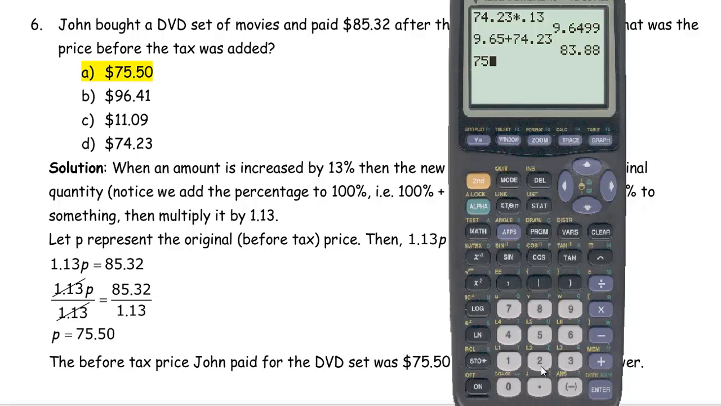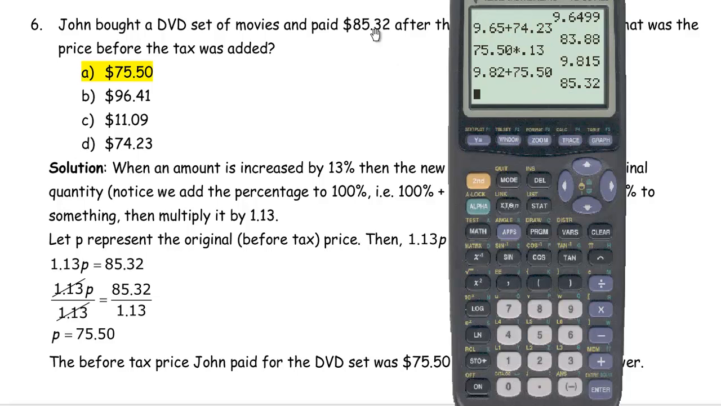So $75.50 times 0.13. So that's the tax, $9.82. So $9.82 plus the $75.50 works out to exactly $85.32. So you could sort of work backwards from the multiple choice questions and check to see which one is correct as well.